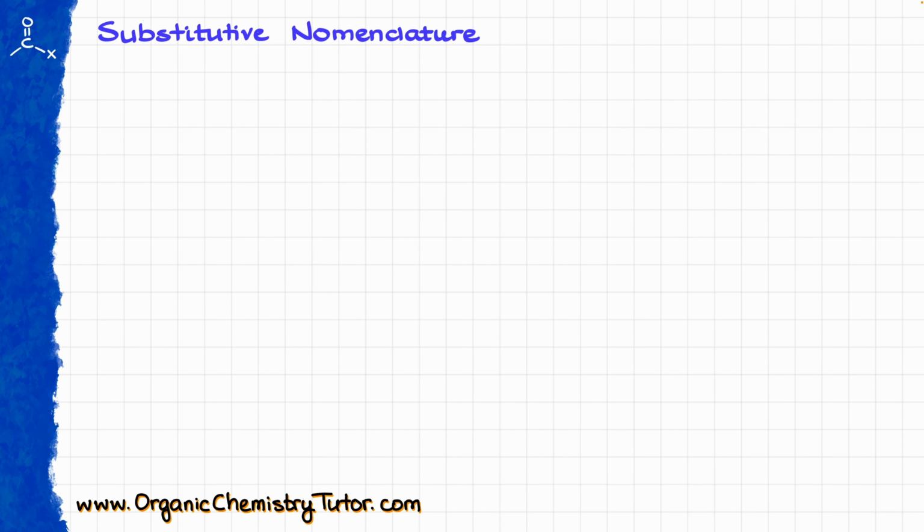So let's talk about the substitutive nomenclature and how that works. So let's say I have this molecule over here. The first thing that we got to know about the carboxylic acids is that the carboxylic acid functional group has the utmost highest priority out of all functional groups, which means that we're always going to start numbering from the carbon of the carboxylic acid, and from that point we are going to find our longest continuous chain.